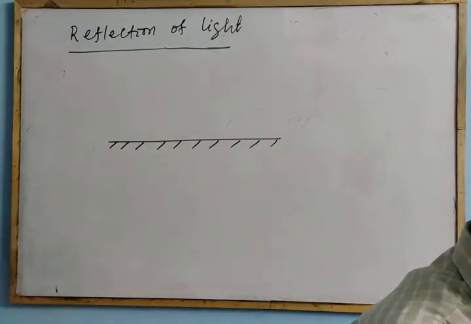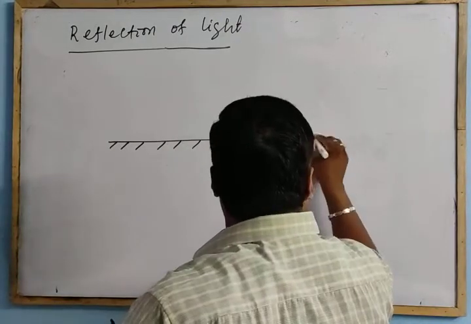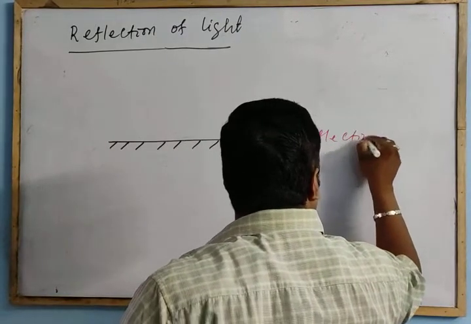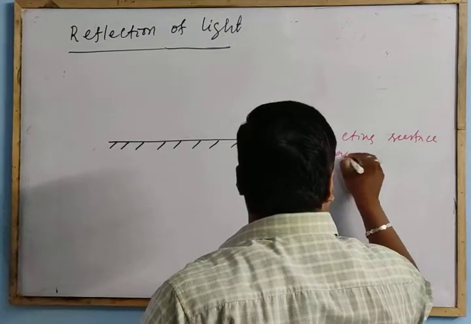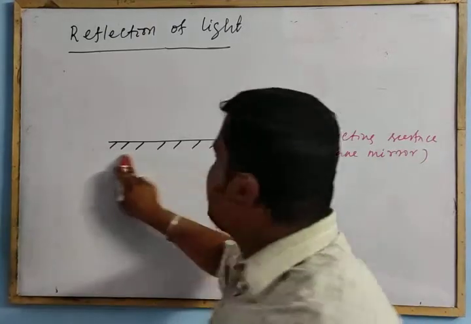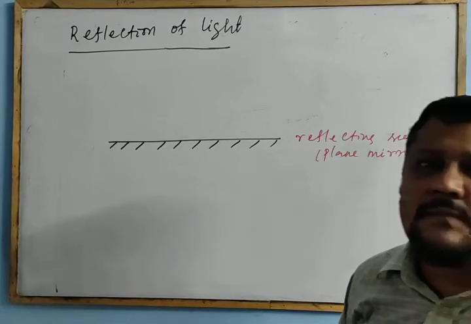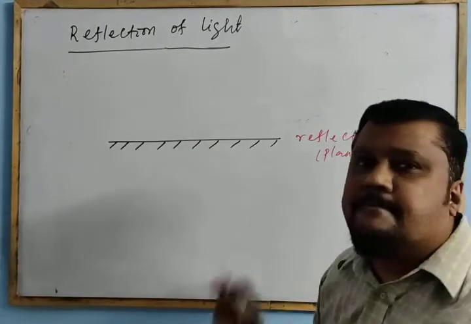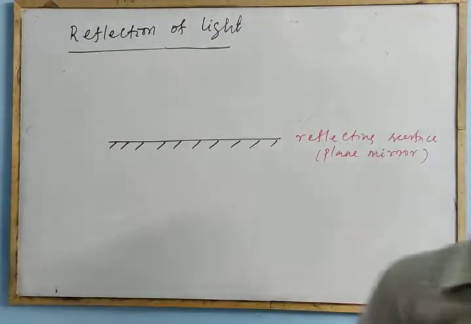So this is called a reflecting surface, or we can say it is the representation of a plane mirror. You can say one side is coated, the other side is transparent and reflecting. So that is the representation of a reflecting surface.